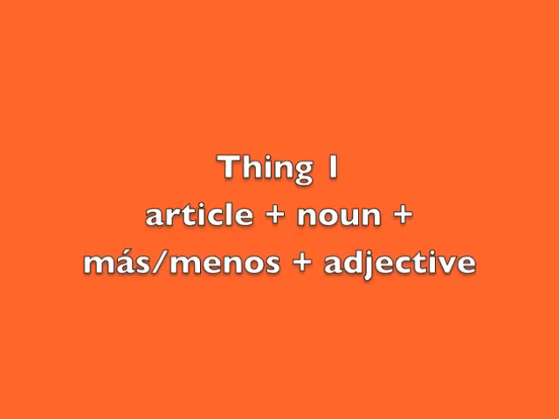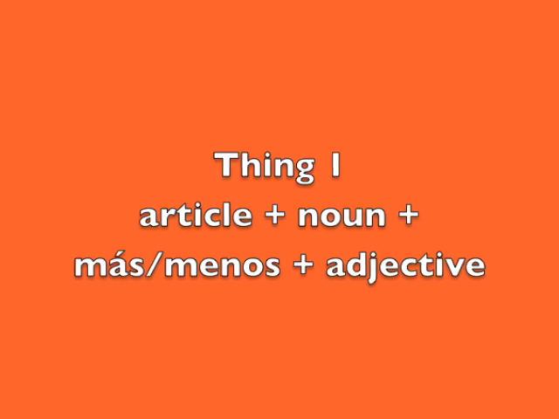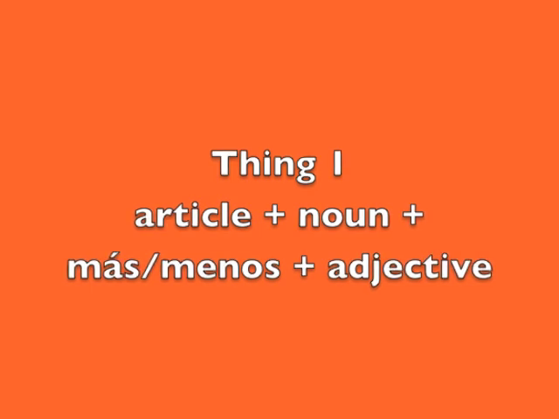All right, superlativos. Superlatives. Superlatives are like the words that end in est, so like prettiest, funniest, most something. So the formula for superlative statements is thing 1, then you're going to use your article plus the noun plus either más o menos and then the adjective. Now by article we're talking about the word for the, so like el, la, los, or las.